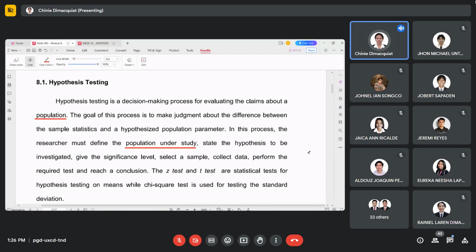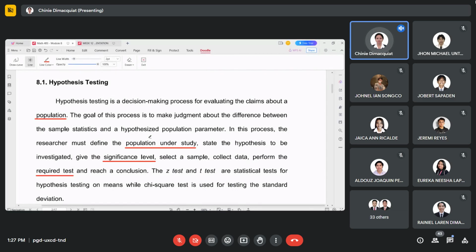So, give the significance level. Itong significance level baka familiar pa lang sa inyo, pero na-encounter na natin yan last time. So, si significance level po ay yung ating alpha. Then, select a sample, collect data, perform the required test, and reach a conclusion. Itong required test, ito yung tumutukoy sa ating statistical test. Depende, dahil nagbabago po yung ating statistical test, depende sa given population parameter.